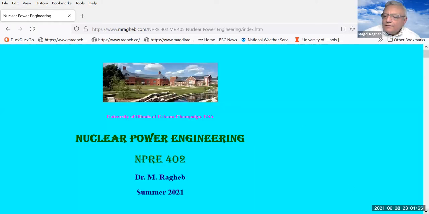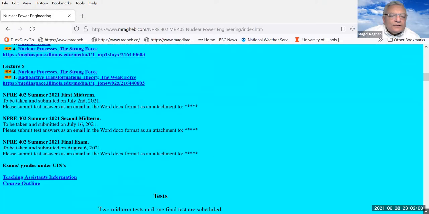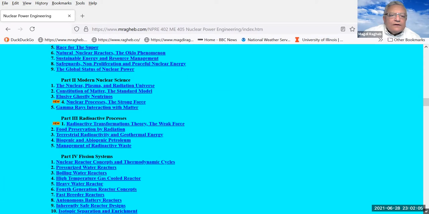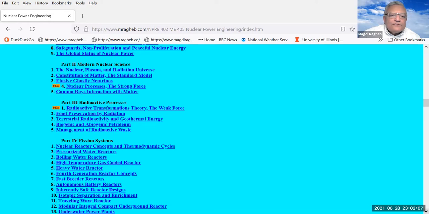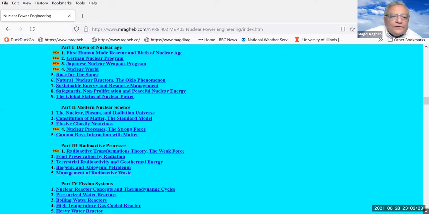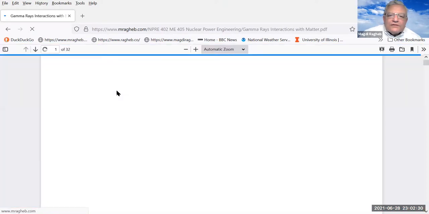And we are going to move to the chapter on the electromagnetic phenomena, which is really in our area of interest, the part on just the gamma and X-rays. So let us find the chapter on gamma and X-rays in our roster here. We are going to start today on the gamma rays interaction with matter.